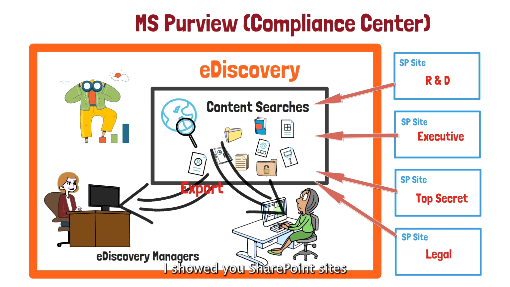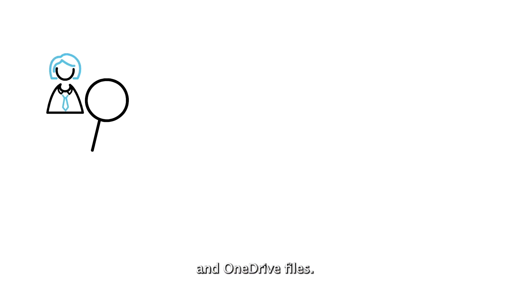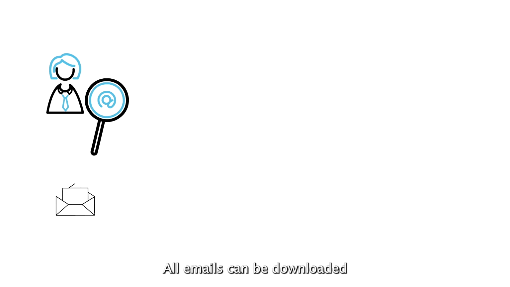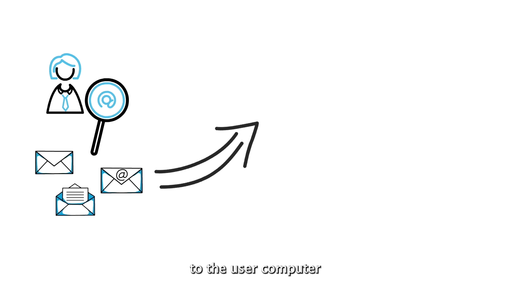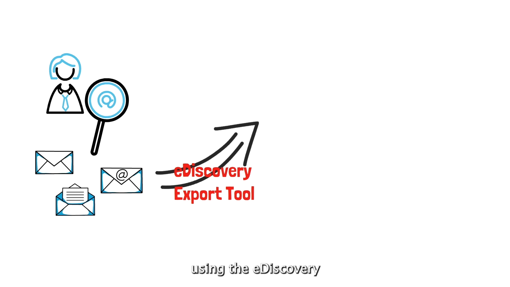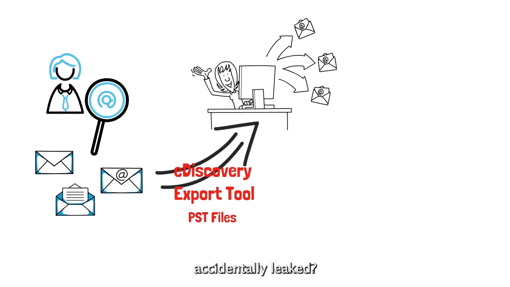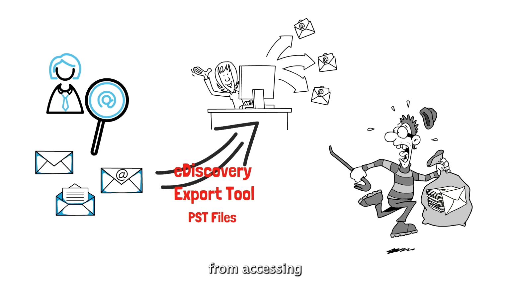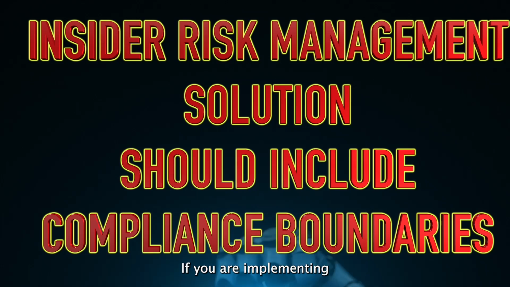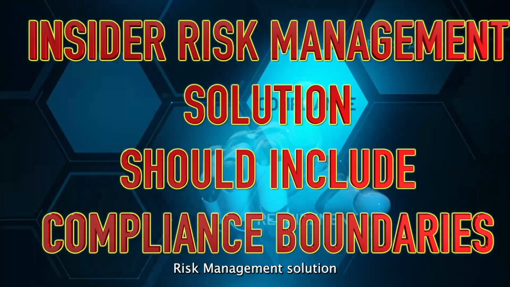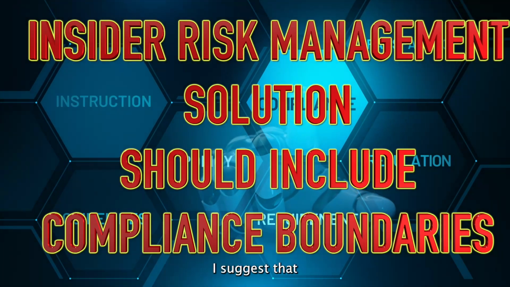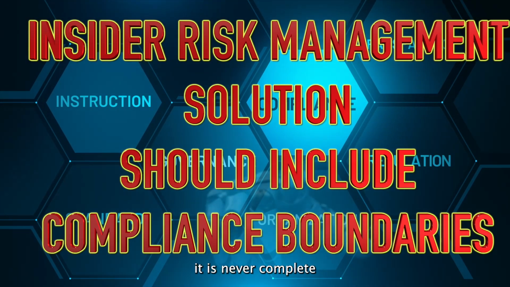I showed you SharePoint sites in the previous example. However, content search will also fetch Exchange Online emails and OneDrive files. All emails can be downloaded to the user computer as PST files using the eDiscovery Export tool. What if they're then accidentally leaked? What if you have an insider who could benefit from accessing all your company information by simply stealing it? If you are implementing an insider risk management solution within your organization, I suggest that it is never complete without compliance boundaries.